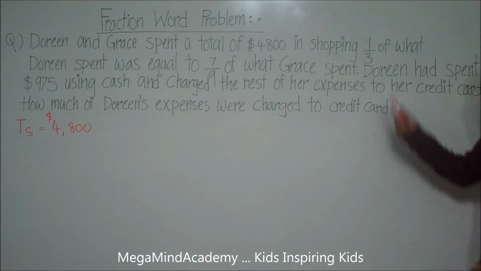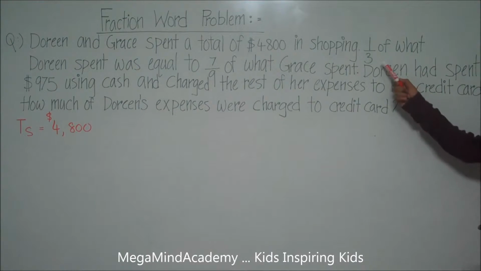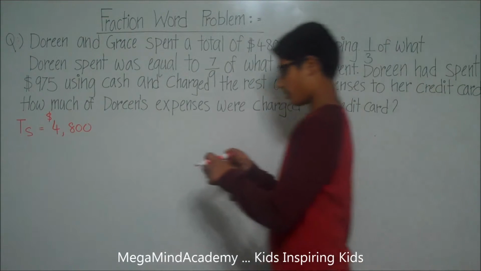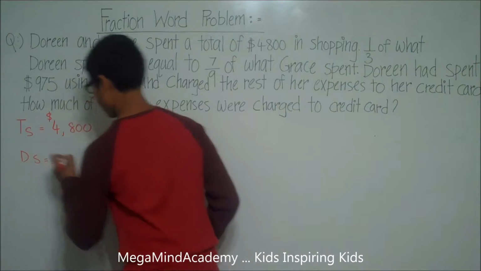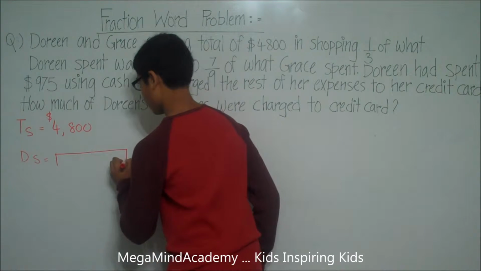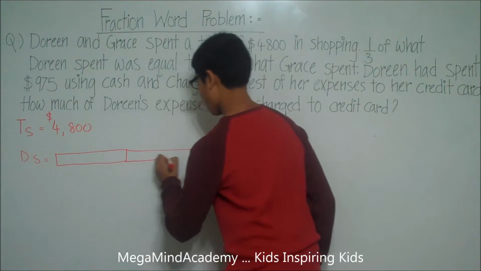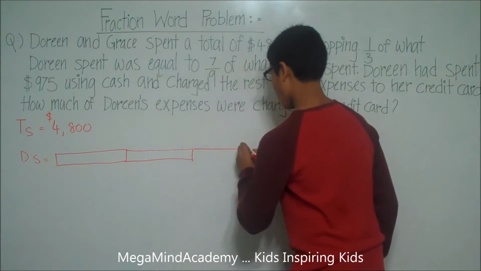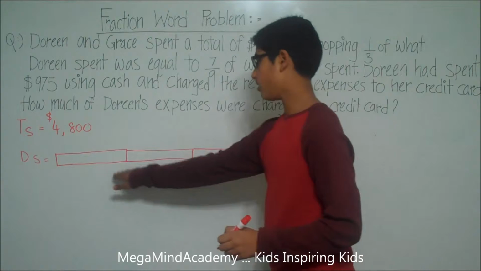We can see a fraction here, 1/3. We know that in a fraction, the denominator, which in our case is 3, is the whole. So this means that Doreen spent a total of 3 units of money. So Doreen spent, D for Doreen, S for spent, is equal to 3 units. Let's draw them up. 1, 2, 3. So Doreen spent 3 units of money.